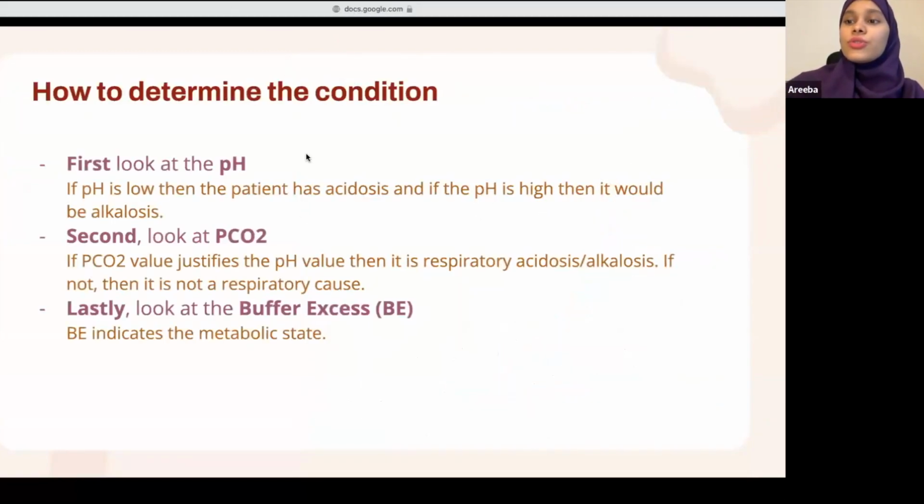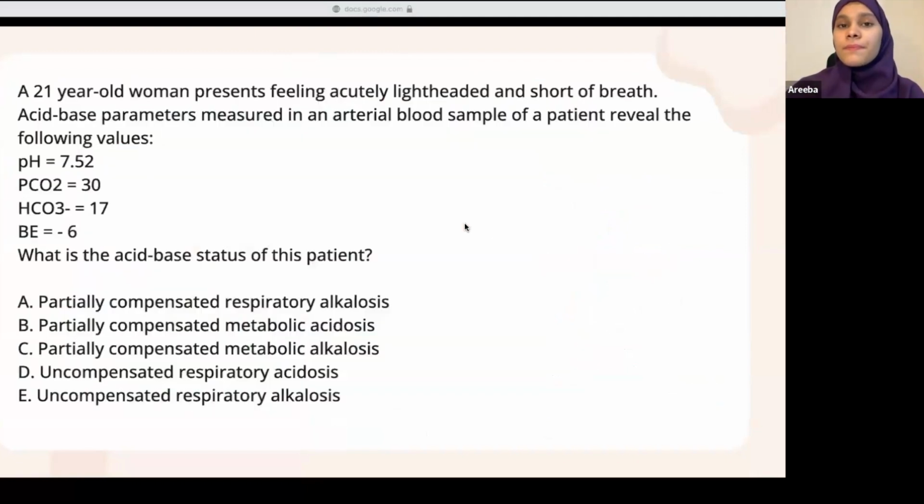So this is just the rule. First, you look at the pH and determine if it's acidosis or alkalosis. Then you look at the PCO2 to see if it justifies the pH value. We saw that it doesn't justify it, because our PCO2 was indicating alkalosis. If it's justifying, then the cause is respiratory. And then we look at the buffer excess and see the metabolic state of the patient. Okay.